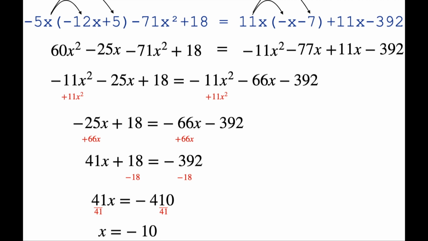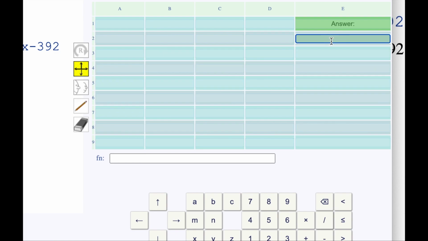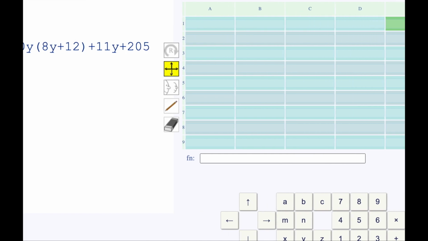We go back to the program and put that in. Swing all the way over here to the answer. x is equal to negative 10. I'm just going to write negative 10, and then I'm going to press enter to see if I'm right. And that is totally right.